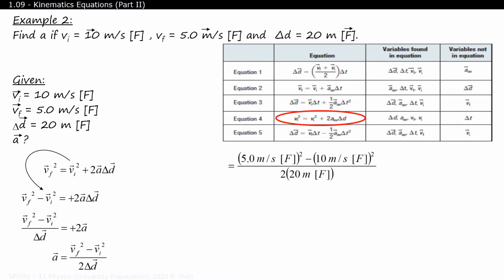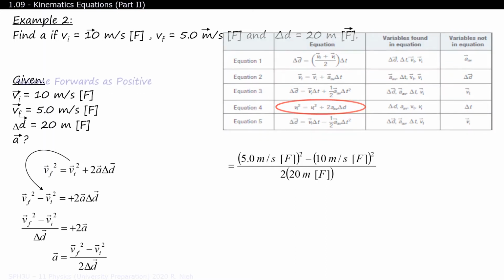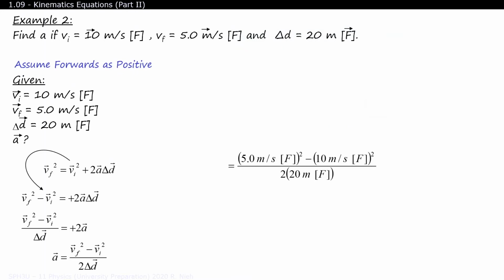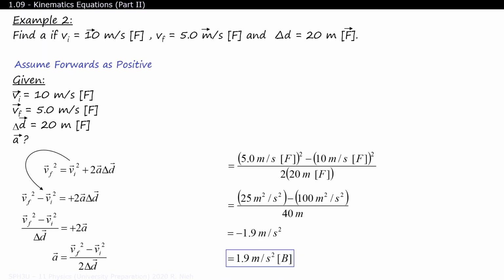Right after our first substitution, we might have realized that things are going to get messy here. What we should have done was to state an assumption. We'll write right above our given statement, assume forwards as positive. That way we can drop all of the vector symbols. 5 squared is 25, and 10 squared is 100. Simplifying this expression gives us negative 1.9 meters per second squared. Now if forwards is positive, then negative is backwards.